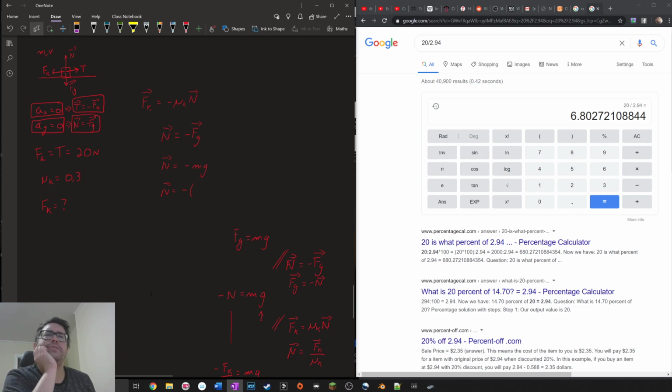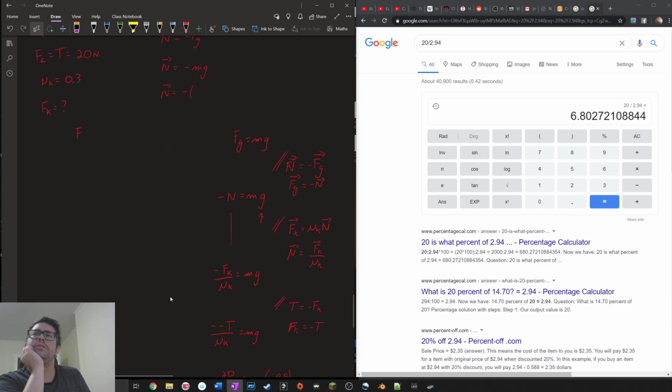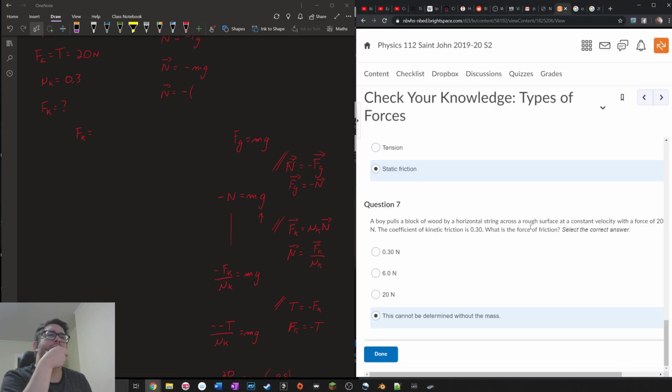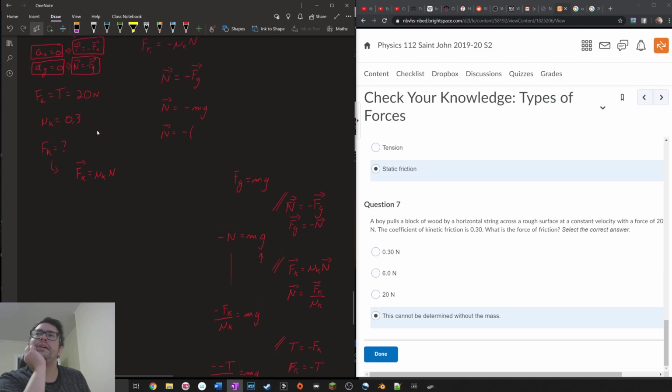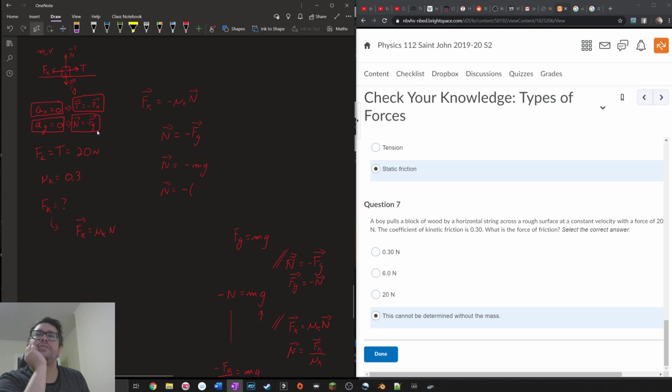So what do we want to find? Fk. Fk is equal to what? Just want to make sure that's the question. Yeah. The kinetic friction. So Fk is equal to mu k n. Okay, let's start here. So starting with the first step. Do we have n? No. But n is minus mg.